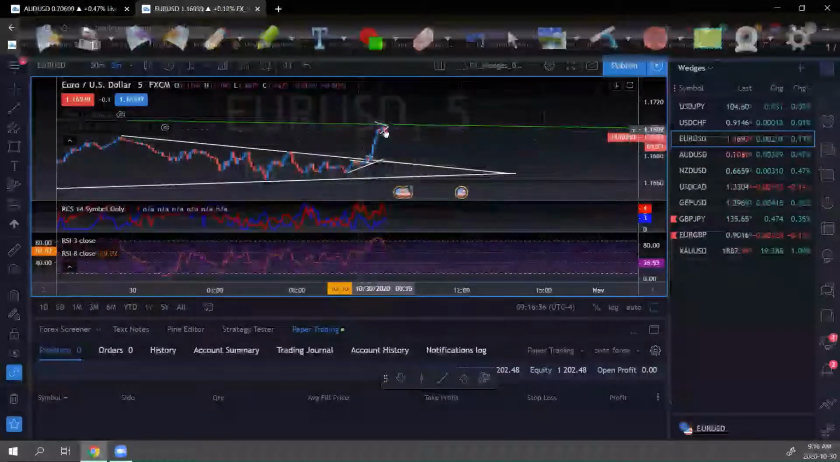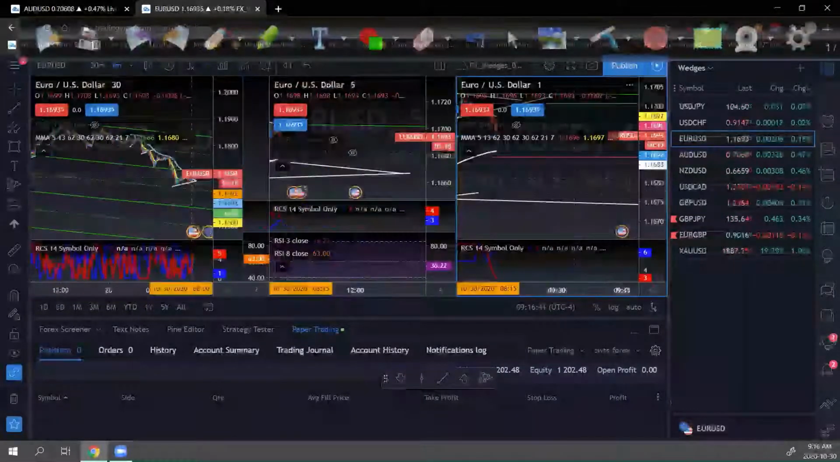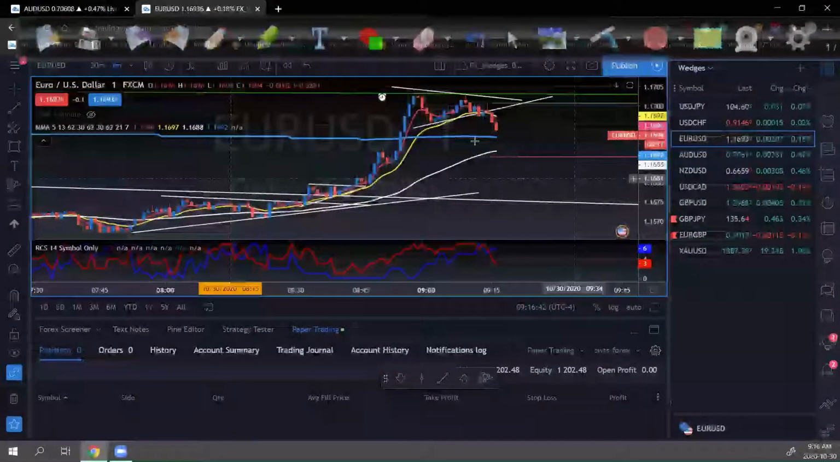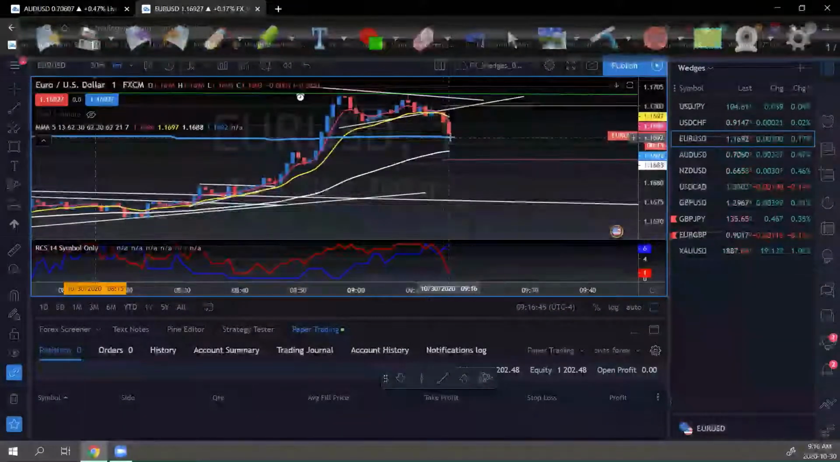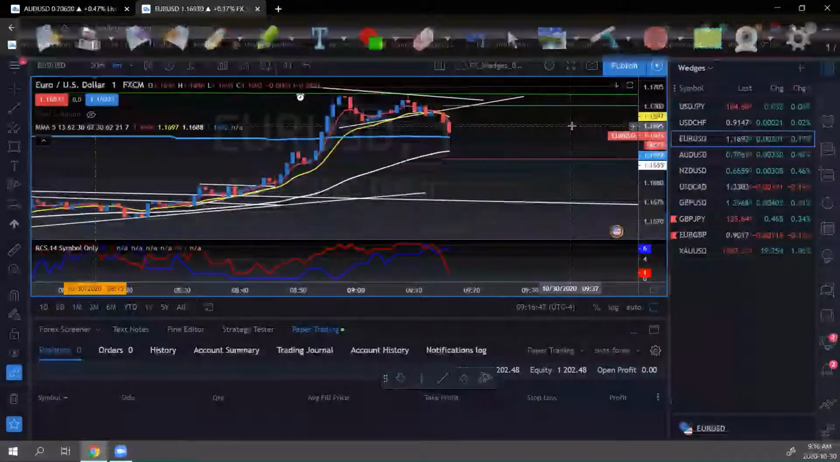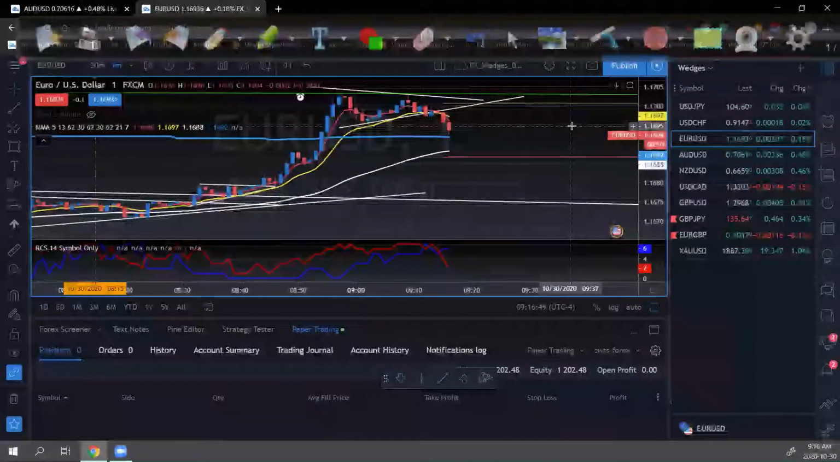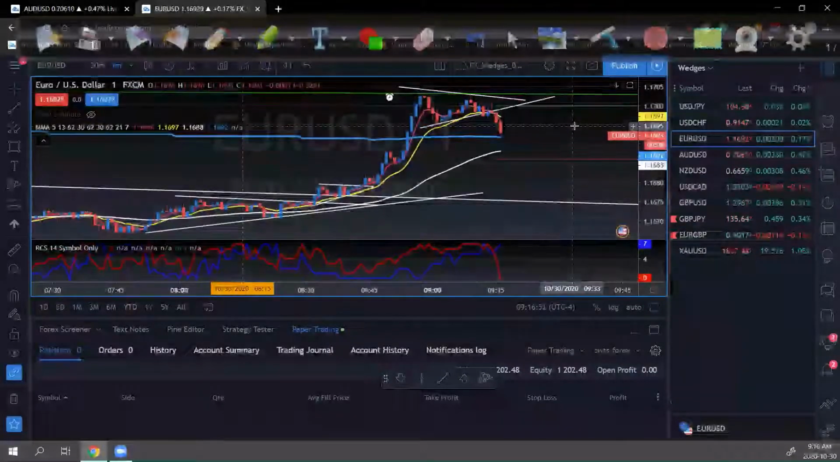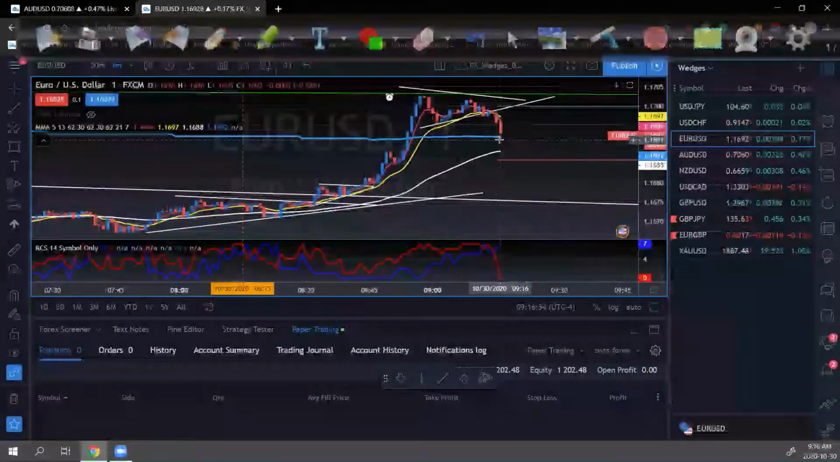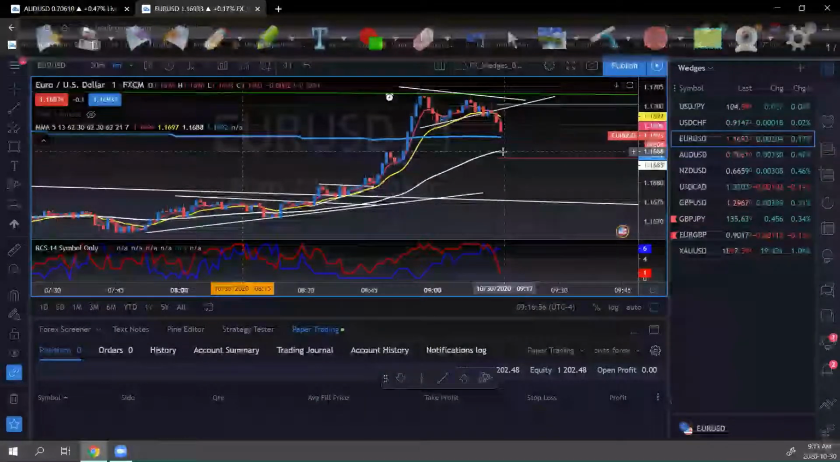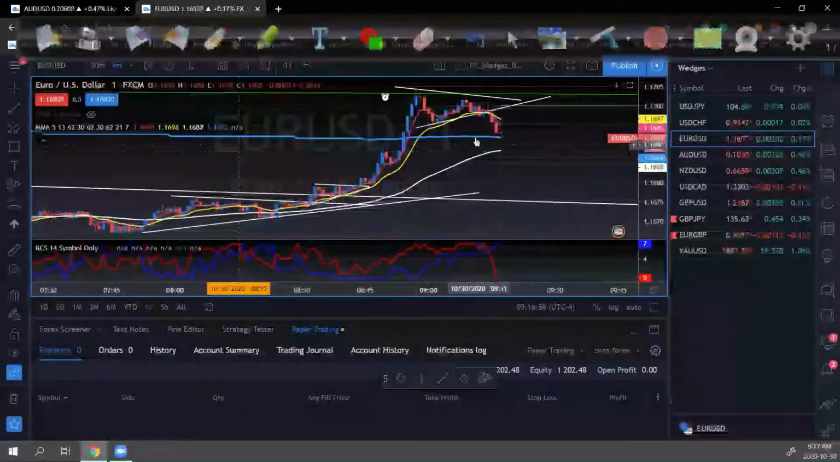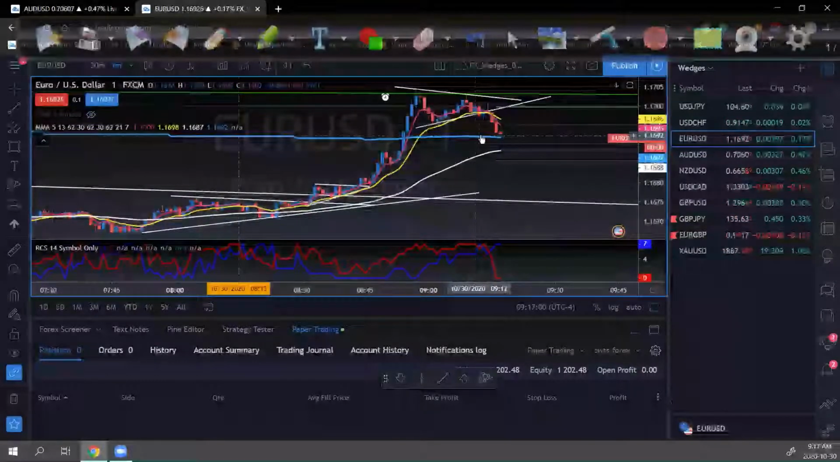See that decisive break to the downside? Boom, 62. 30-minute 62 is the blue. It's either going to hit the 30-minute 62 or the 1-minute 62. 1-minute 62 is the white one. This one is the blue one. It's probably going to tag both of them.